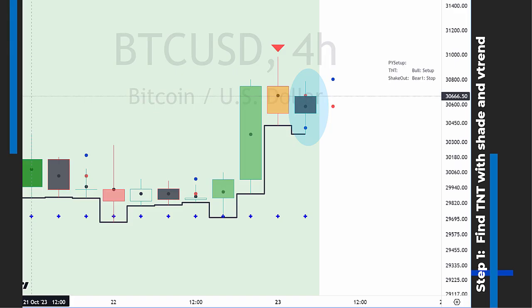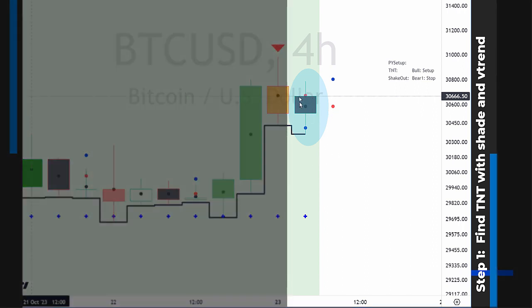Let's step through an example. Here's the first example here. This is Bitcoin in 4 hour. It could be any example out there. At the end of the bar, we now have a TNT. It's in a green shade, and you could see it now set up a blue dot and also a red dot here. Notice there's a little dashboard here too.